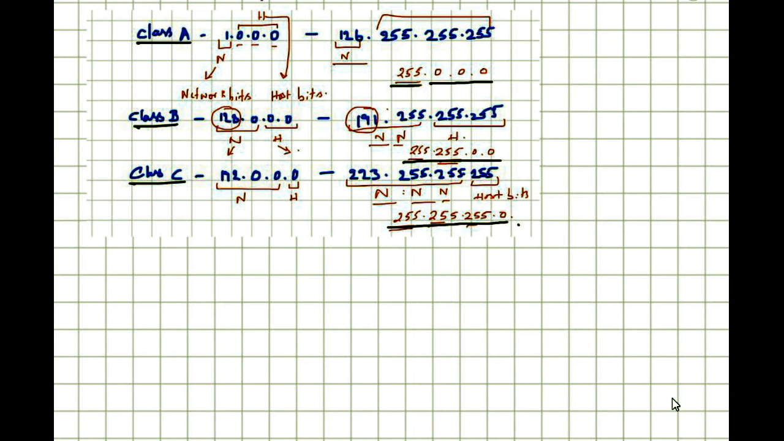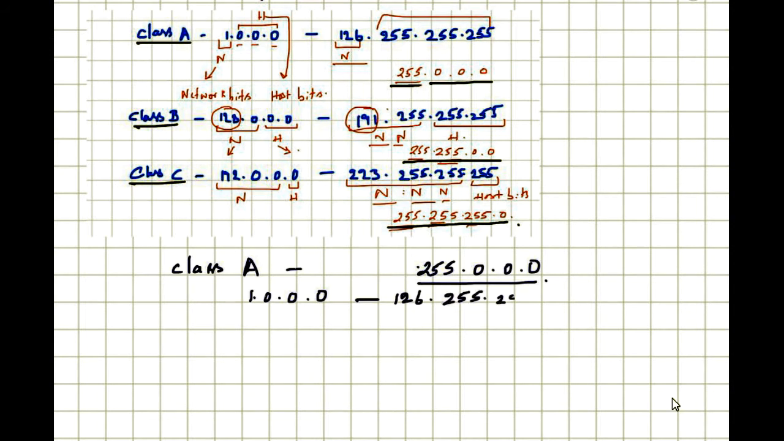But why is the subnet required? Because, see, in a Class A network with the default subnet mask of 255.0.0.0, with a range of 1.0.0.0 to 126.255.255.255, let's see how many hosts are available in a Class A network.